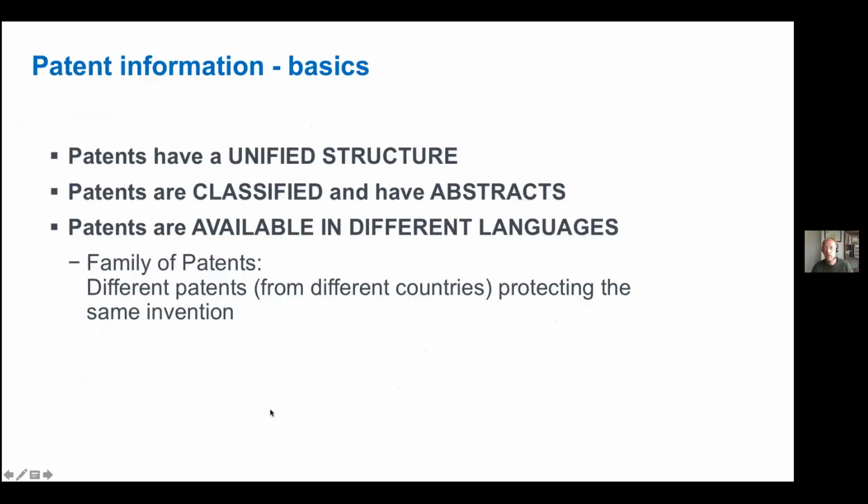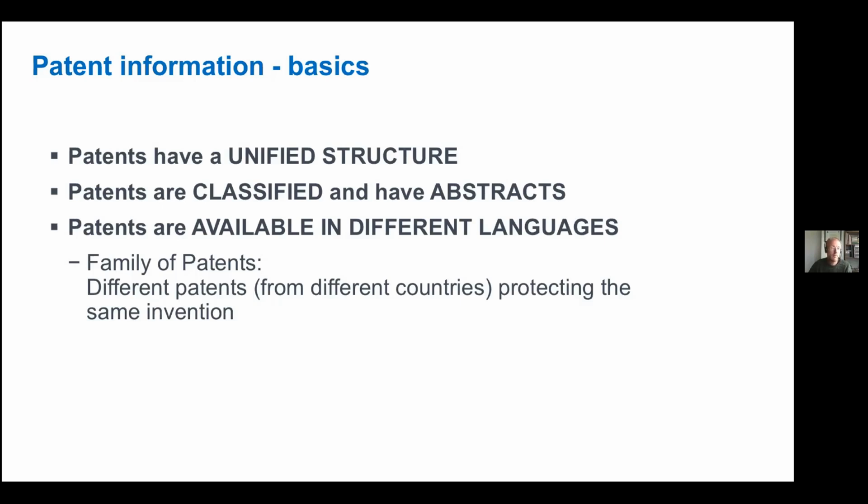Then, patents have a unified structure. It also makes it very useful for searching them. They are classified and have abstracts. To the classification, we'll come later in this session. And they're also available in different languages. Usually, a patent in every country is published in their language, but they have the same structure. So it doesn't matter if a patent comes from Turkey or from another country. The structure is always the same.